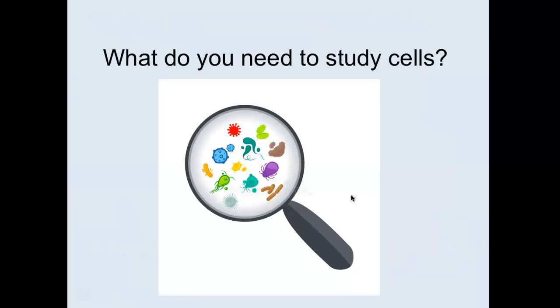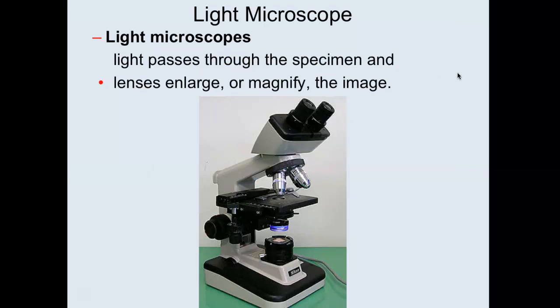So when you talk about microscopes, right, what do you need to study cells? And that is a microscope. There are different kinds of microscopes out there. We're going to talk about two. We're going to talk about number 1 and number 2 in your outline. Number 1 is light microscope, and number 2 is the electron microscope. They're very different. What you're looking at in the slide here is a light microscope.